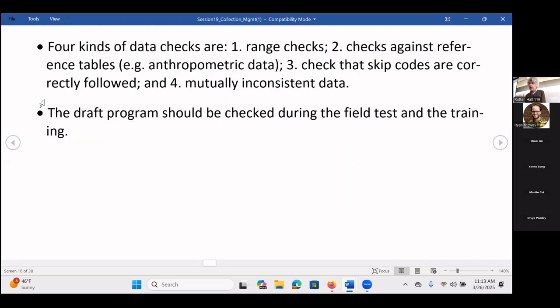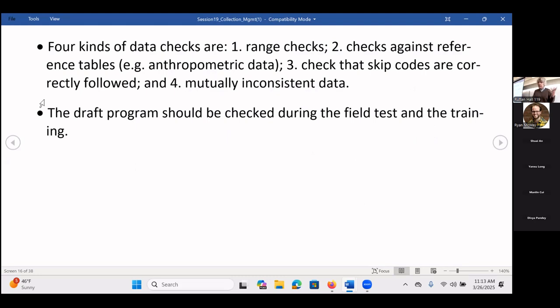So there are four kinds of checks you can put into the data to look for inconsistencies. One is range checks. A very simple one is age: if you're getting people more than 100 years old, probably there's been a typo. Range checks on income, on height and weight data, on food consumption. There's lots of things you can do. A person who's 10 years old shouldn't say they've had 10 years of education. There's lots of things like that.